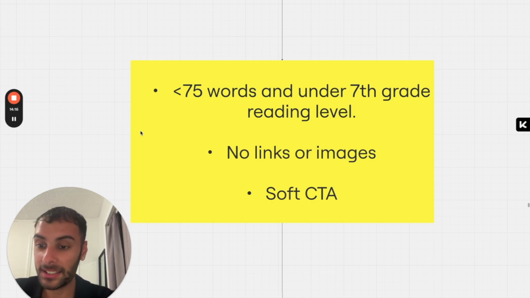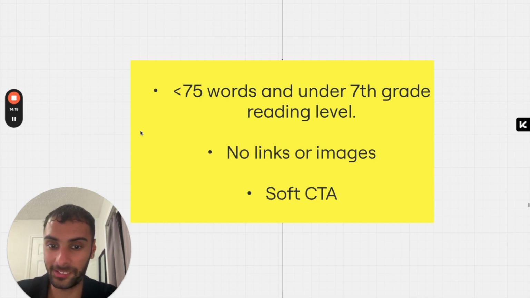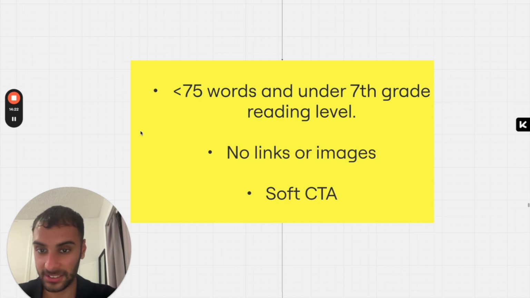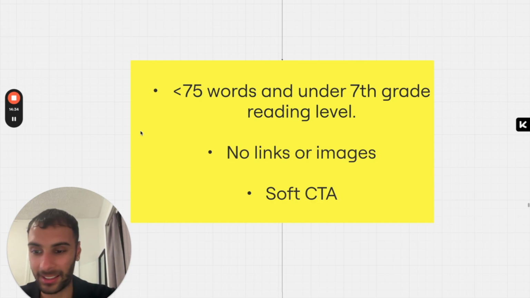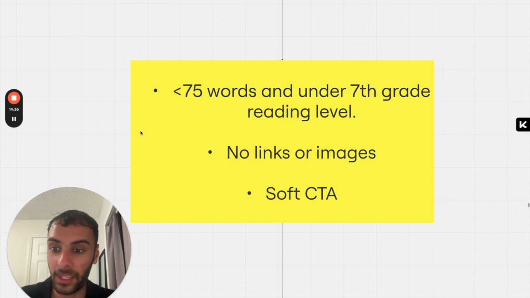And that's the exact same thing the prospect is going to be doing if you email them an entire MLA format essay. Instead, keep it under 75 words and keep it at a seventh grade reading level. The average reading level of an American is about seventh grade. So if you can keep it under that seventh grade reading level mark, it'll be super easy to read. They can skim it in like 10 to 20 seconds and it won't take up too much of their brain power, right?